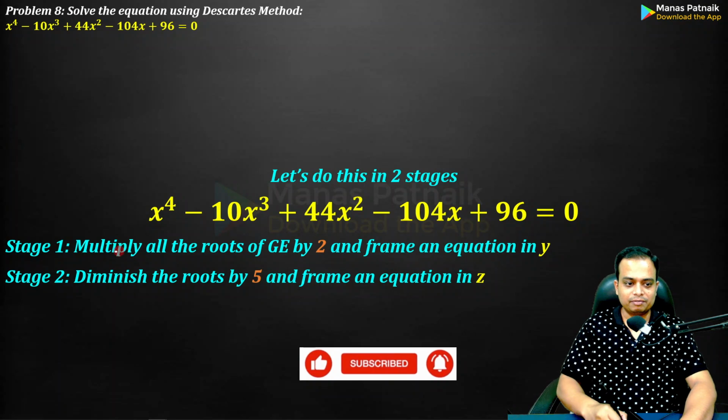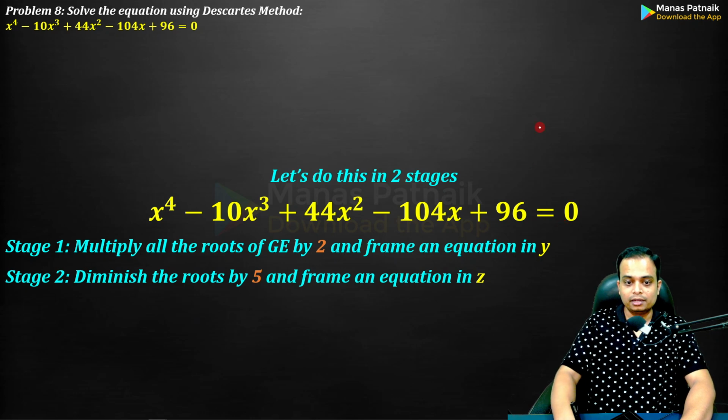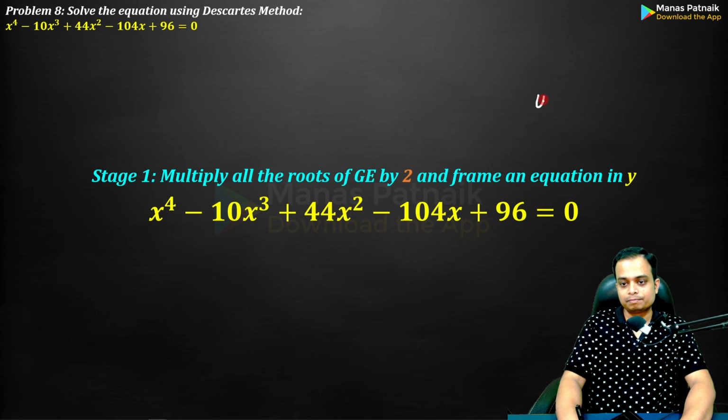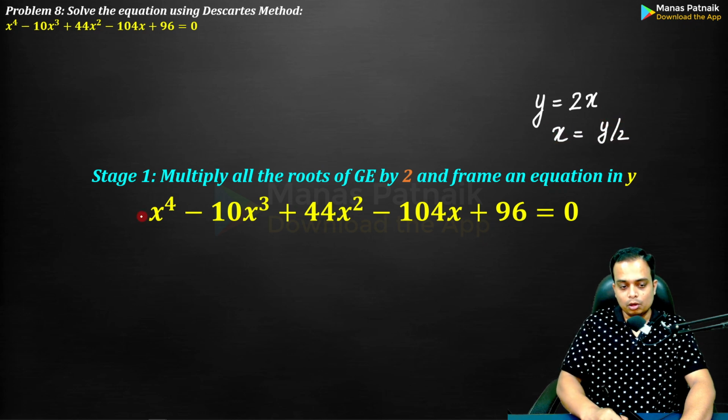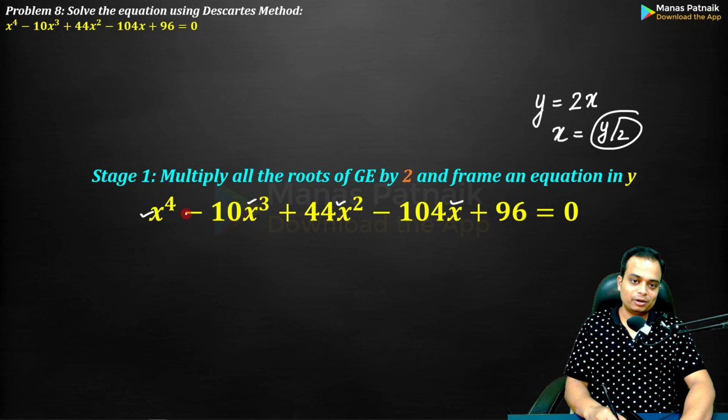Here we go. Let us start with the stage number 1. Let's multiply all the roots, all the 4 roots of the given equation by 2. And to do that, we can do this: y is equal to 2x. So you can say, sir, x is equal to y over 2. So at all of these locations, you can plug in the value of x as y over 2, but again, there is going to be a lot of calculation.